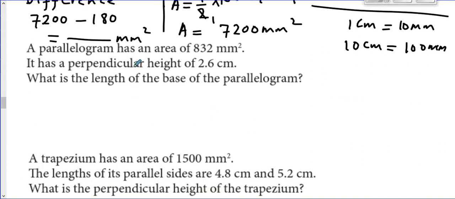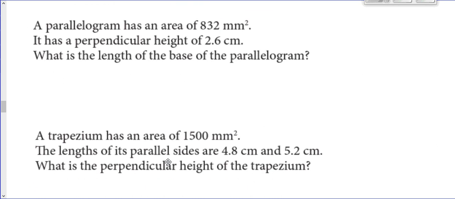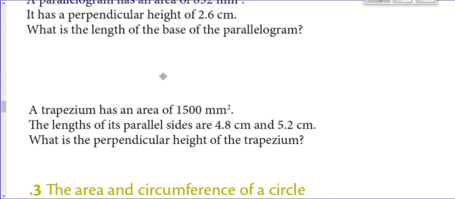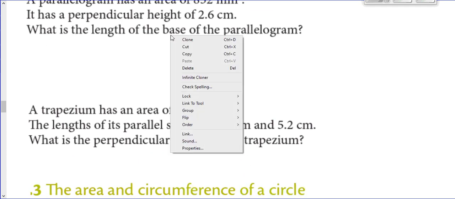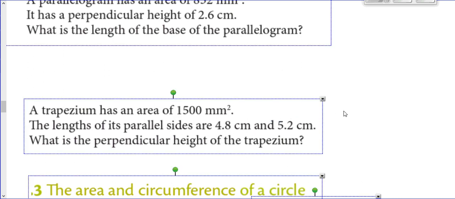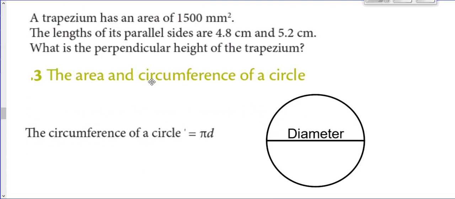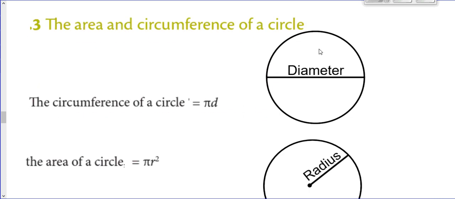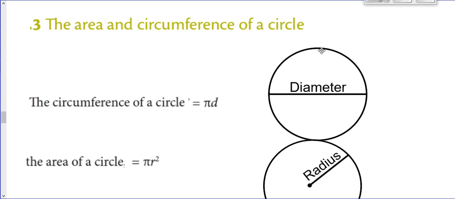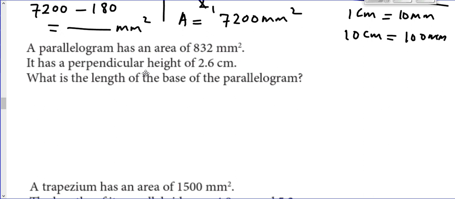Right, so let's go to the next question here. The next question is talking about a parallelogram. It's a word problem, of course. So we need to answer this question as follows. But before that, let me get enough space for that. Okay, now there we go.